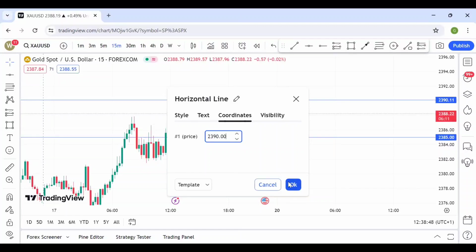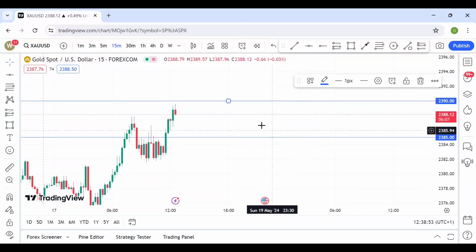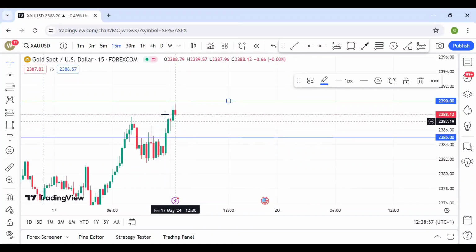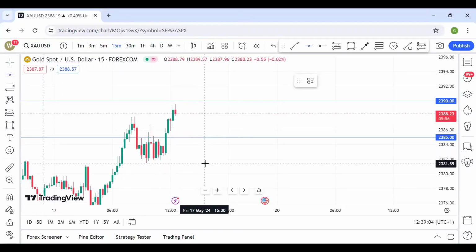239000. Okay, like this. You can see. If you observe, the two psychological levels are what? Up, above, and below what? The current price. If you measure, okay, let's plot more psychological levels, then I will explain further.